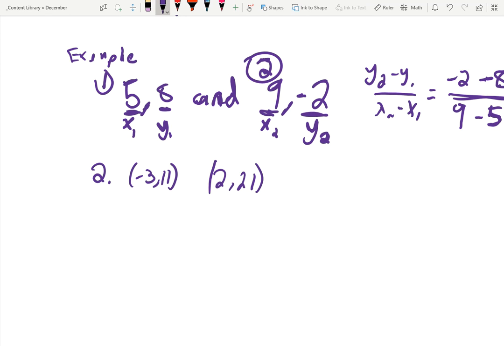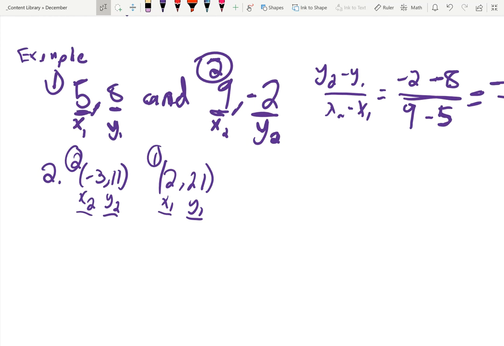Now, it doesn't actually matter which one of these you call point 1 and which one you call point 2. Let's prove it. Let's say this one's point 2 and this one's point 1, right? That makes this x2 and y2, and this makes x1, y1. Again, x value first point, y value first point, x value second point, y value second point.